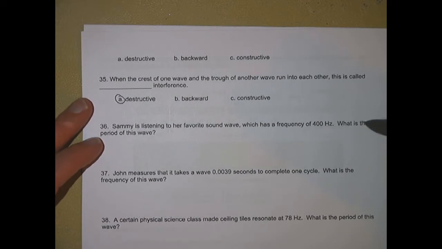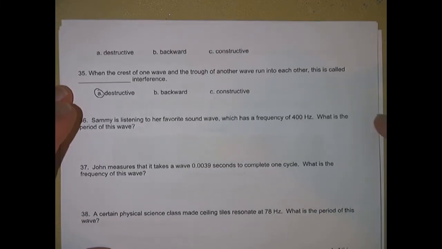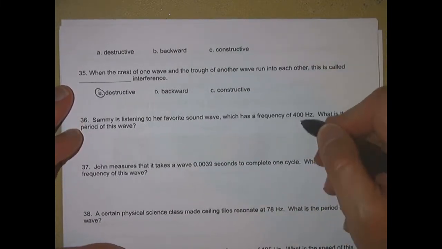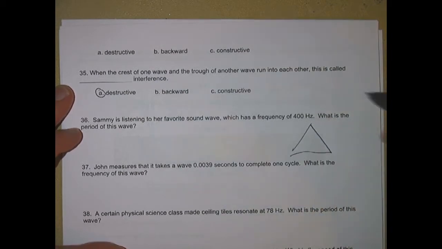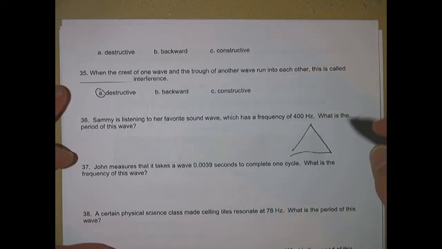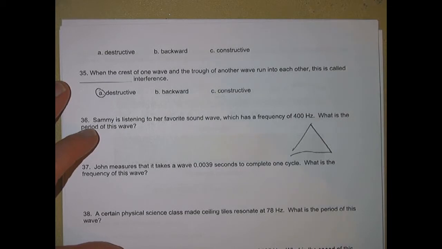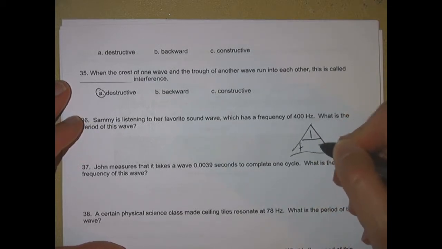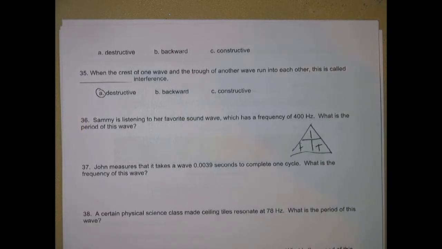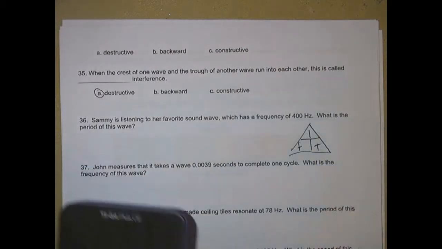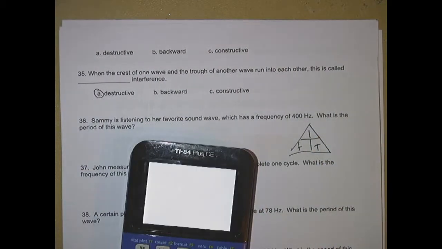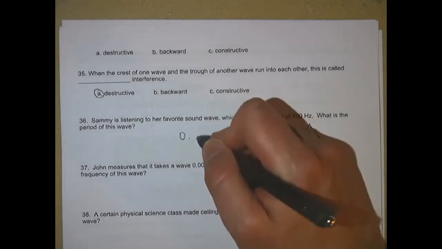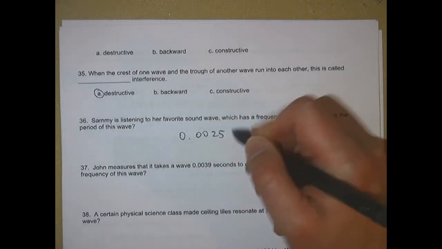Sammy is listening to her favorite sound wave. It's at 400 hertz. What's the period of this wave? So the equation, the triangle for that, that's the worst triangle ever, sorry, is frequency equals 1 over period. So if you want to solve for period, it's just 1 divided by frequency. So you just take 1 divided by 400 hertz, and you end up with 0.0025 seconds.